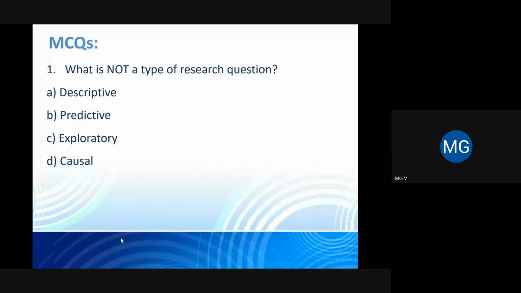So, which is not a type of research question? Descriptive, predictive, causal. Two different answers. It is B, predictive. Okay, anyone else? You are right, sir.